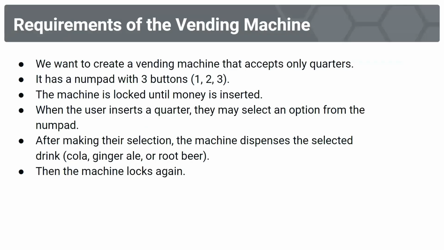So let's lay out some ground rules first for the vending machine. We want to create a vending machine that will only accept quarters, no other coins, and it will have a numpad with 3 buttons, allowing us to input either 1, 2, or 3. The machine will be locked until money is inserted, and when the user inserts a quarter, they may select one of the options from the numpad. Depending on the selection from the numpad, the vending machine will either output cola, ginger ale, or root beer. After the drink is dispensed, the machine will then lock again.